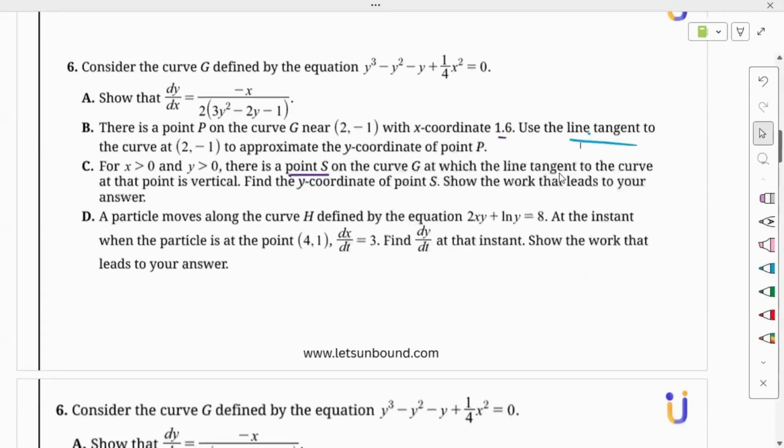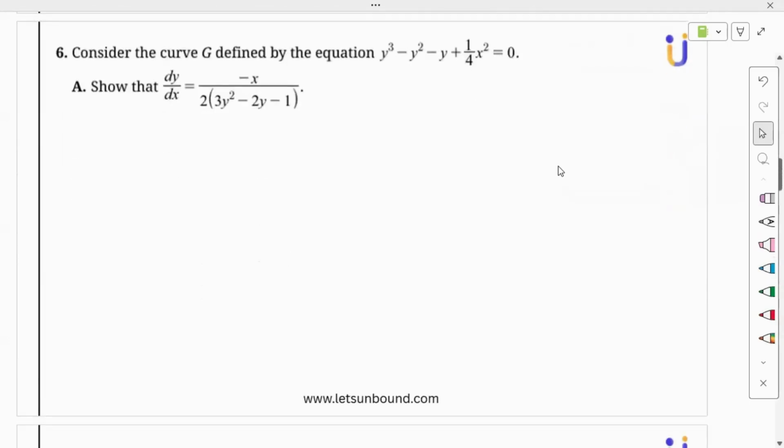I'm going to break it down one by one. First: consider the curve G, y cubed minus y squared minus y plus 1/4 x squared equals 0. Show that dy by dx is negative x over 2 times (3y squared minus 2y minus 1). So very simple, implicit differentiation.